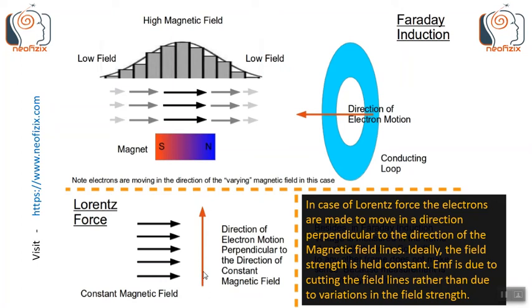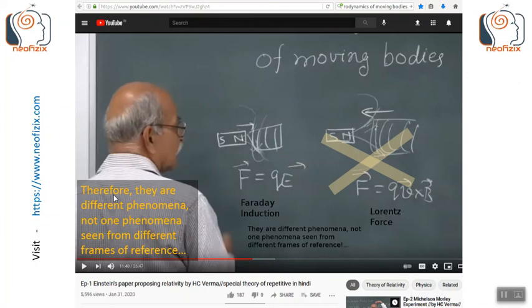In case of Lorentz force, the electrons are made to move in a direction perpendicular to the direction of the magnetic field lines. Ideally, the field strength is held constant and EMF is due to cutting the field lines rather than due to variation in the field strength. Therefore, there are different phenomena, not one phenomena seen from different frames of reference.